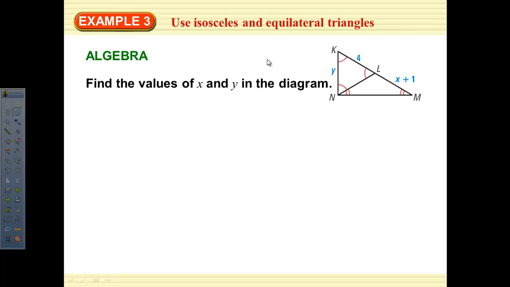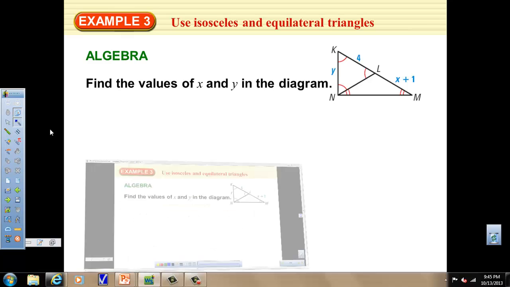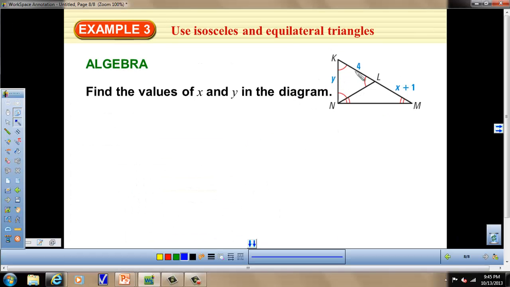Now we're going to look at problems involving the use of isosceles and equilateral triangles. For this problem, we want to find x and y. If you look carefully, this triangle right here, KNL, is an equiangular triangle. Since it's equiangular, we also know it's equilateral, so these three sides will be congruent, and that means that y is equal to 4 as well.